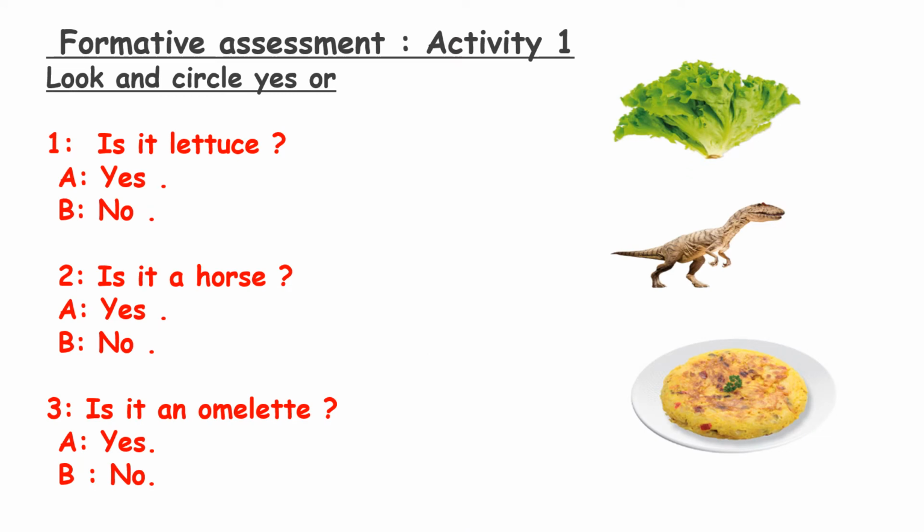Activity number one in your notes. Look and circle yes or no. Is it lettuce? Yes or no? Yes, very good. Number two, is it a horse? Yes or no? No, very good. Is it an omelet? Yes or no? Yes, very good. Great job.